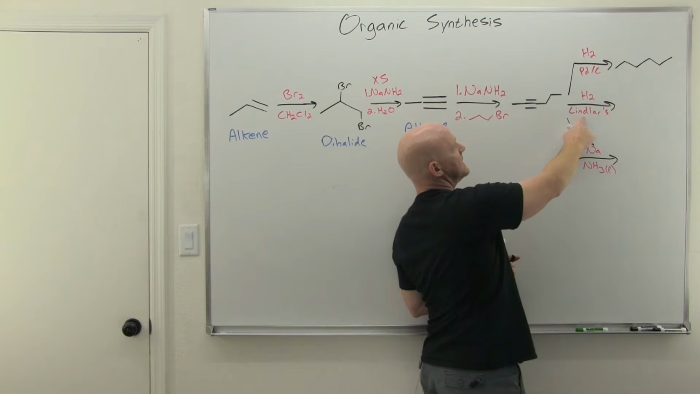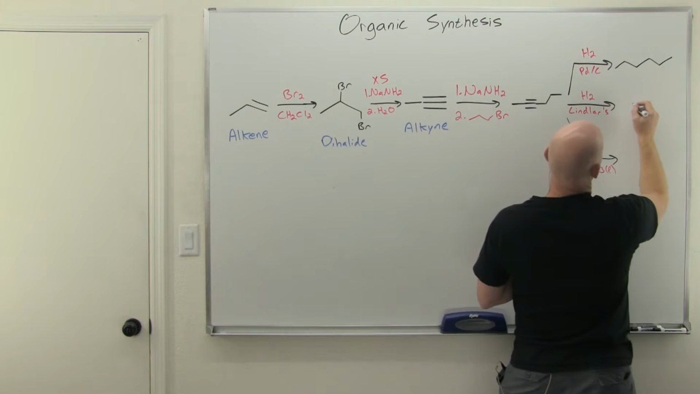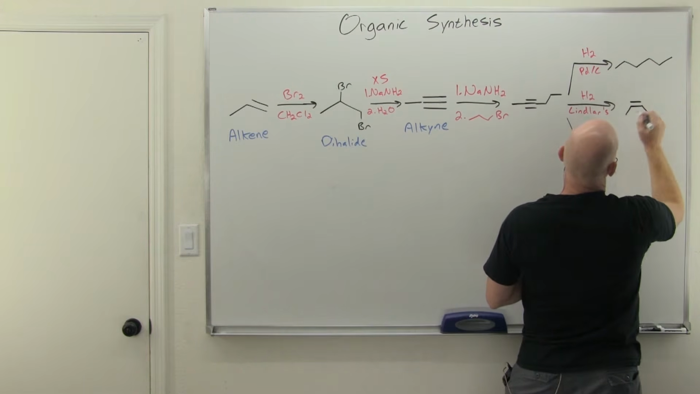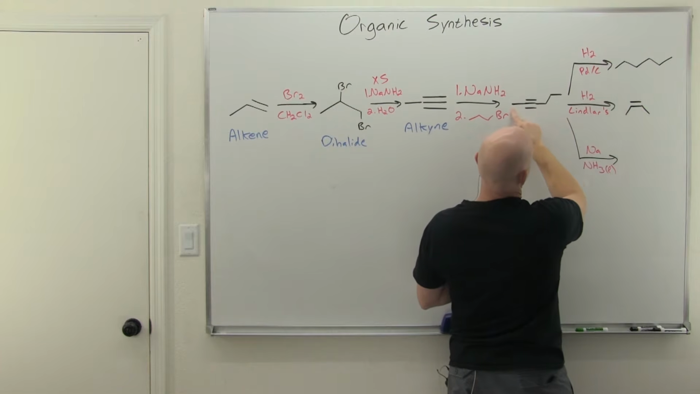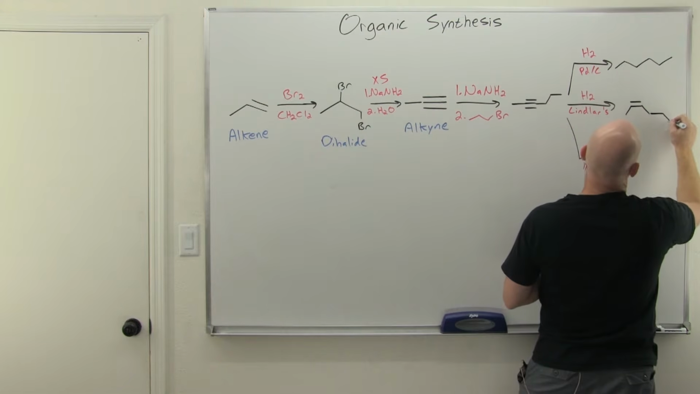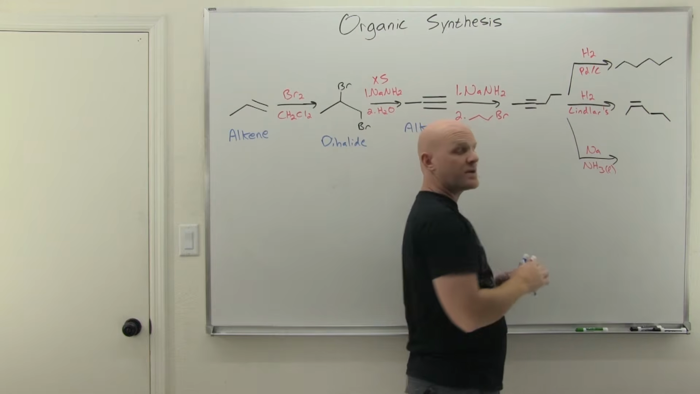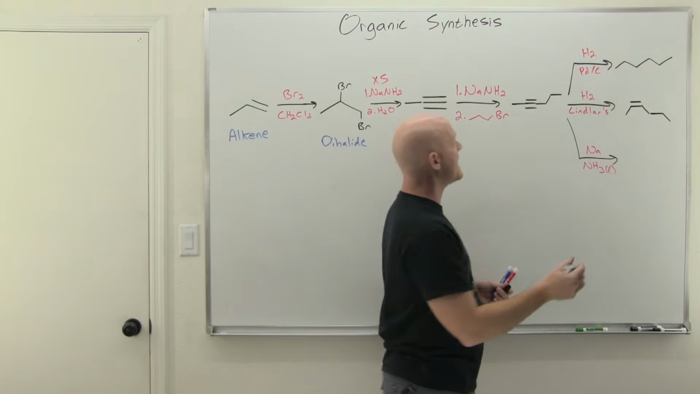Now, if you do this with H2 and Lindlar's, you'll reduce it to a cis alkene. And so I like drawing the alkene first and then making sure it comes out cis. And so I've got this carbon here, and I need 2 more carbons on this side. But if you use sodium and liquid ammonia, dissolving metal reduction, it'll go trans instead.